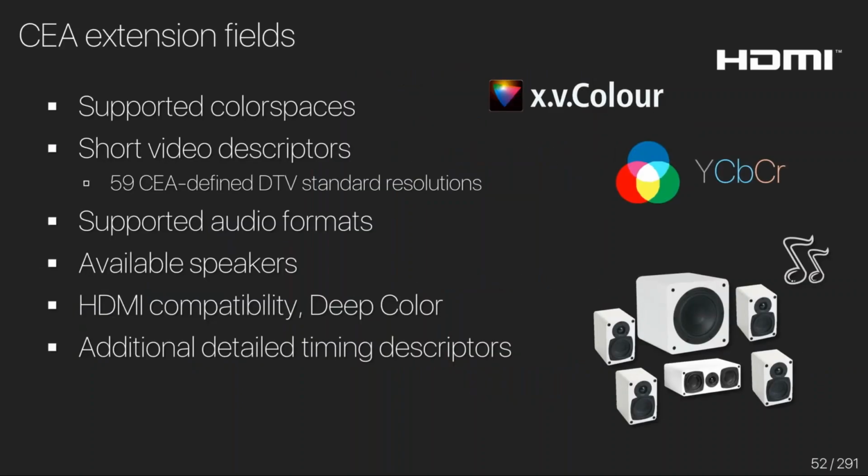So with the CEA extension field, which we'll take a look at, it basically contains the stuff that is new with HDMI, so the new color spaces, new standard timings, short video descriptors for the new resolutions that were being used with HDMI, so that's the widescreen stuff, 16:9, and most importantly, the different audio formats. That's the real key new feature with DVI. Also room for additional detailed timing descriptors.